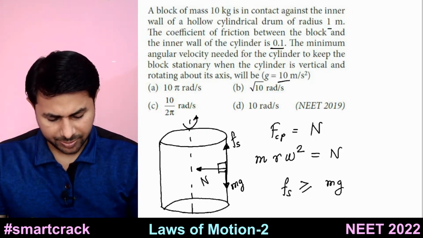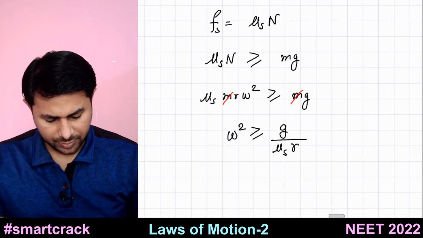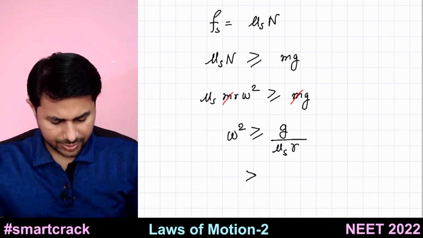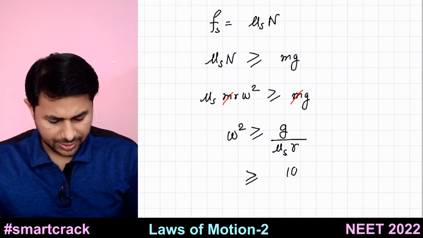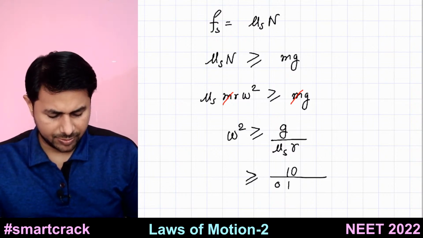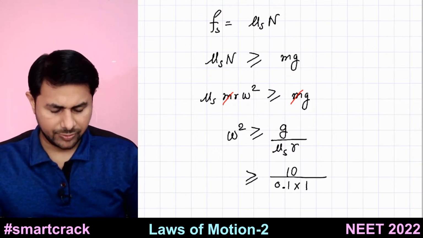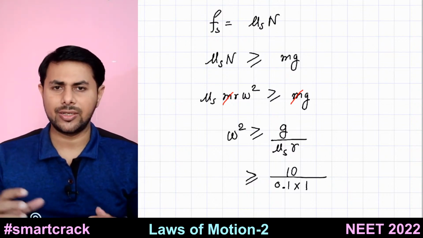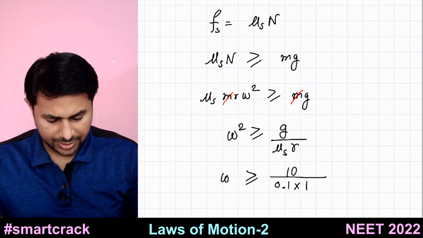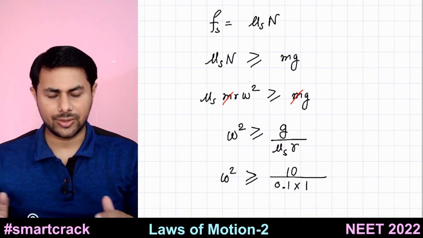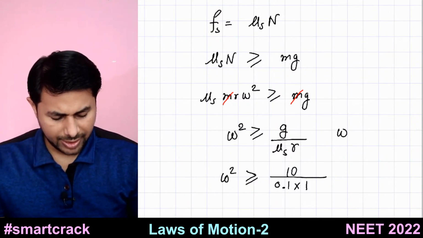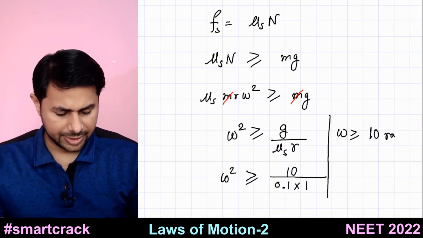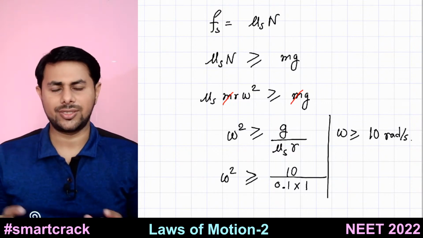Let's substitute the values. So omega square is greater than or equal to g is 10, coefficient of static friction is 0.1, r is equal to 1. 10 divided by 0.1 will give us 100. So omega square should be greater than or equal to 100. That means omega should be greater than or equal to 10 radians per second. So this is the answer.